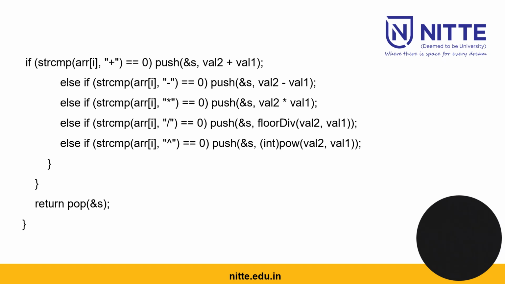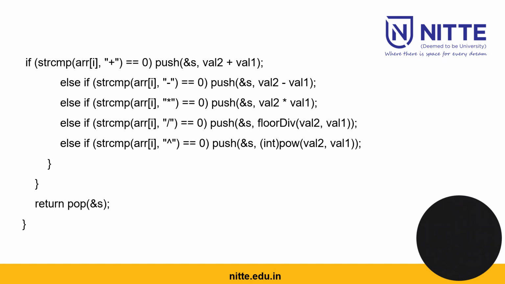Or, if it is multiplication, then value 1 times value 2 will be calculated and the result will be pushed into the stack. Or if it is division, I will compare this array of i with the division symbol. If it gives 0, it means it is a division operator. So it will divide value 1 by value 2 and the resulting value will be pushed into the stack.